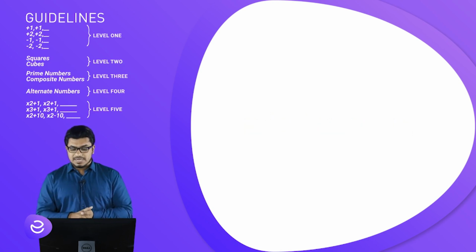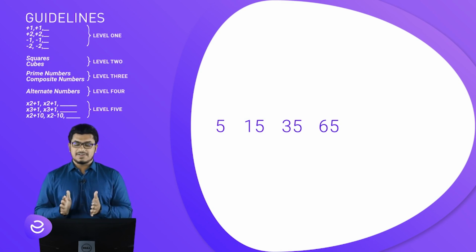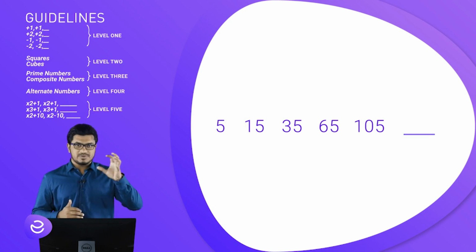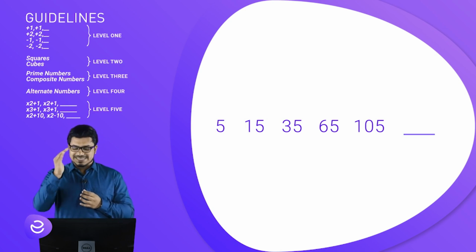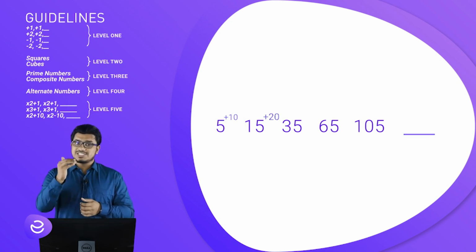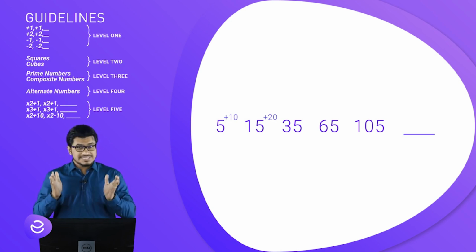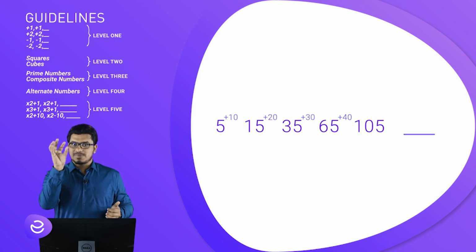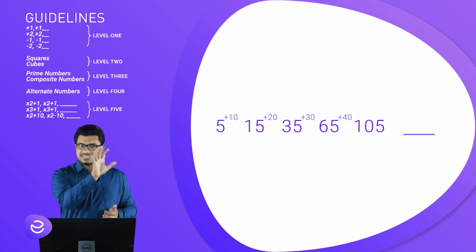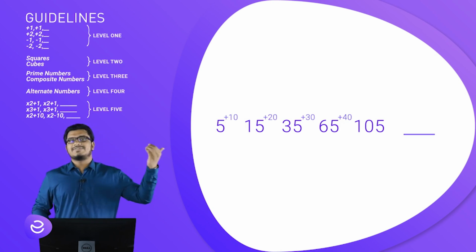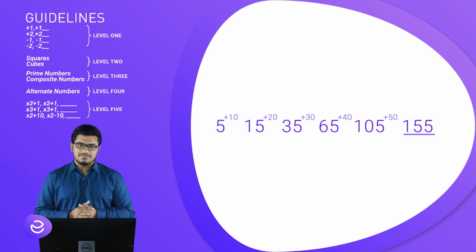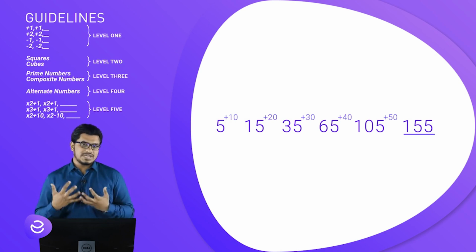Next one, for example, take an example, 5, 15, 35, 65, 105, dash. So when you see the difference between the numbers, you get 5 plus 10 is 15, 15 plus 20 is 35, 35 plus 30 is 65, 65 plus 40 is 105. So you get +10, +20, +30, +40. So the next difference will be +50. So 105 plus 50 will be 155. So this is the basic idea of a number series.